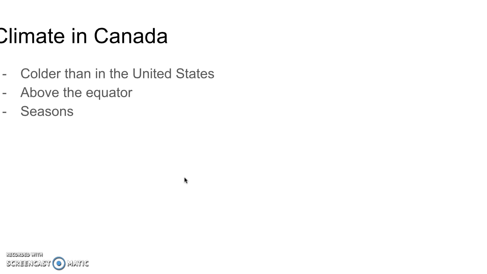Let's now look at the climate in Canada. Canada is above the equator in the Northern Hemisphere, and it appears to usually be colder than the United States. It also goes through the seasons, but they are not as dramatic as the ones in the US.